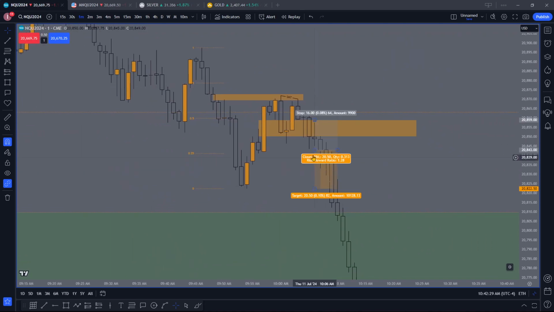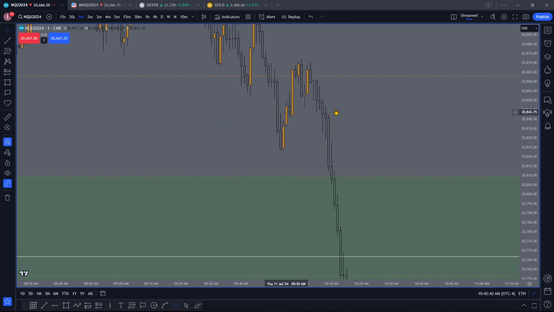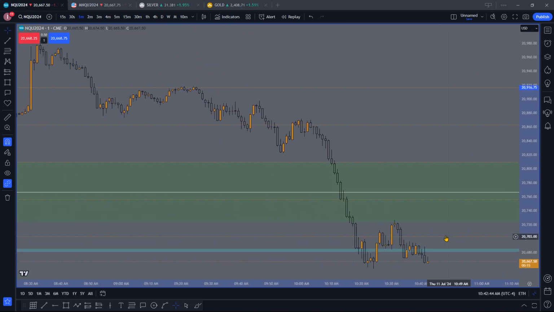If I wanted to short it, I would have shorted this inverse fair value gap if I was more confident, but I wanted to see it run up and manipulate. What's your model though?